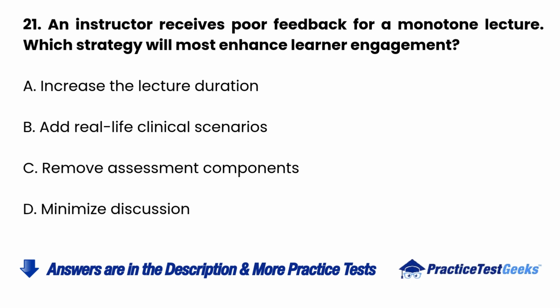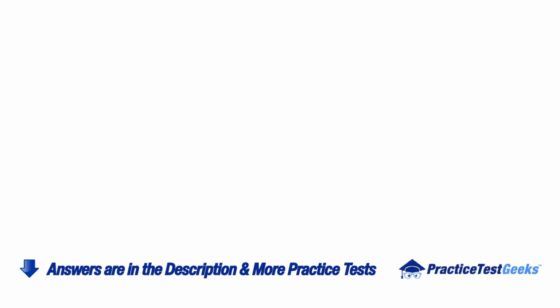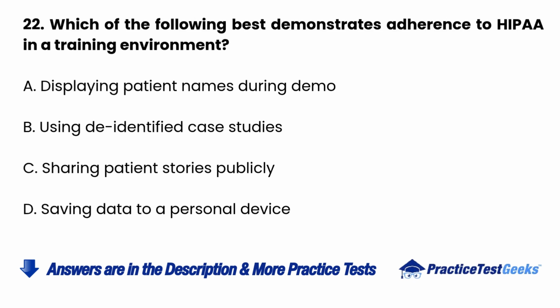21. An instructor receives poor feedback for a monotone lecture. Which strategy will most enhance learner engagement? A. Increase the lecture duration. B. Add real-life clinical scenarios. C. Remove assessment components. D. Minimize discussion.